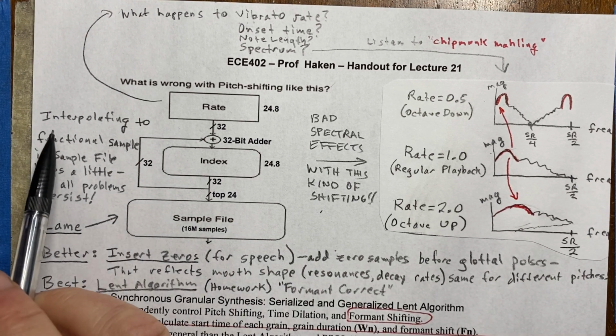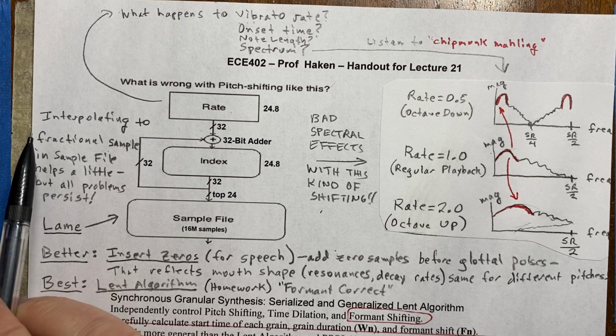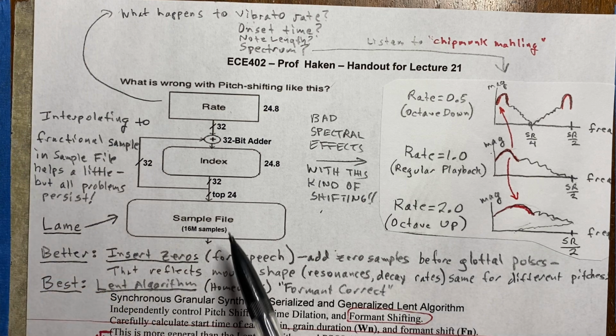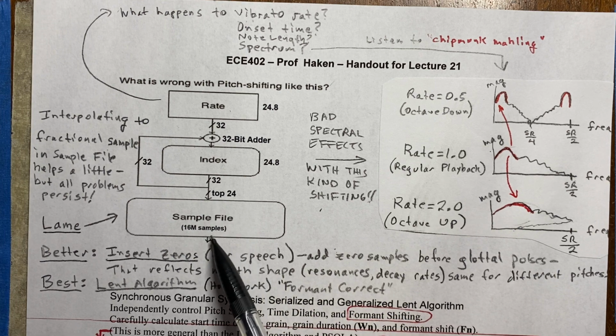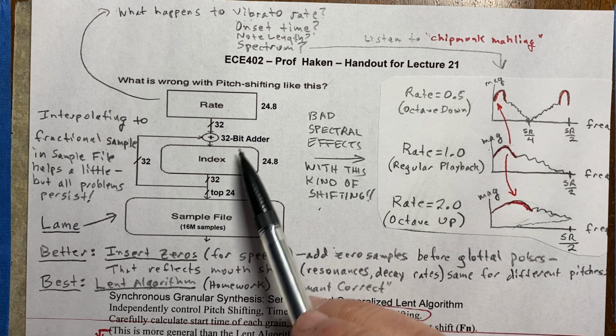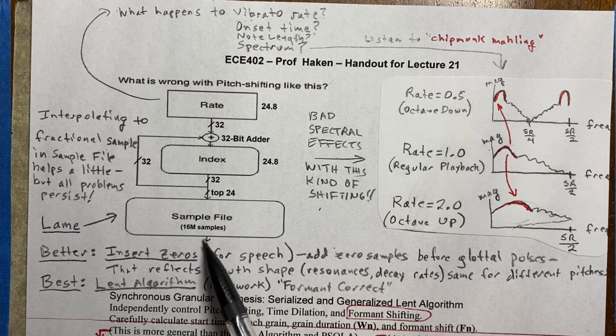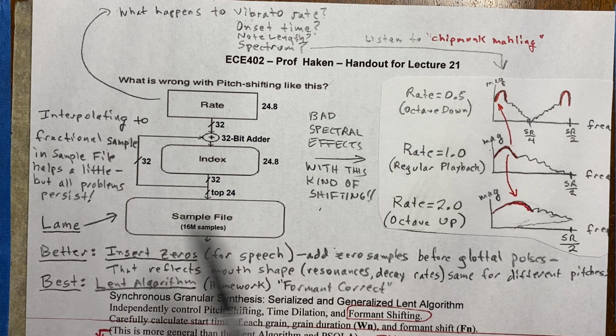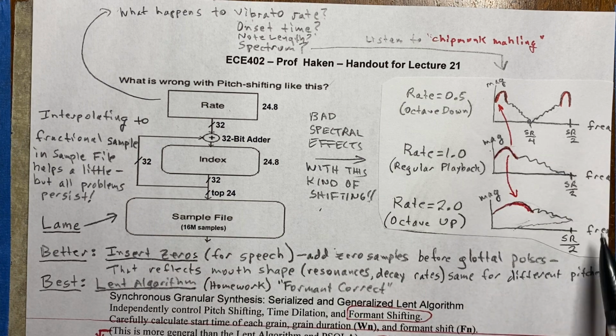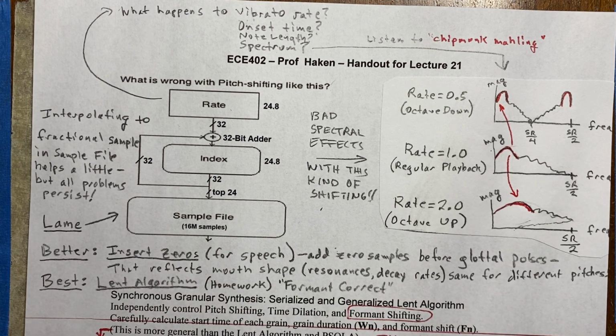One thing you can do, and you might have thought of, is to interpolate, fractional interpolating between the samples on the output here. So when your index here has a fractional part, instead of only using the top 24 bits, use the bottom fractional bits to read up 2 samples of your linear interpolation. Again, that makes it a little bit better, but all of these problems still persist, right?